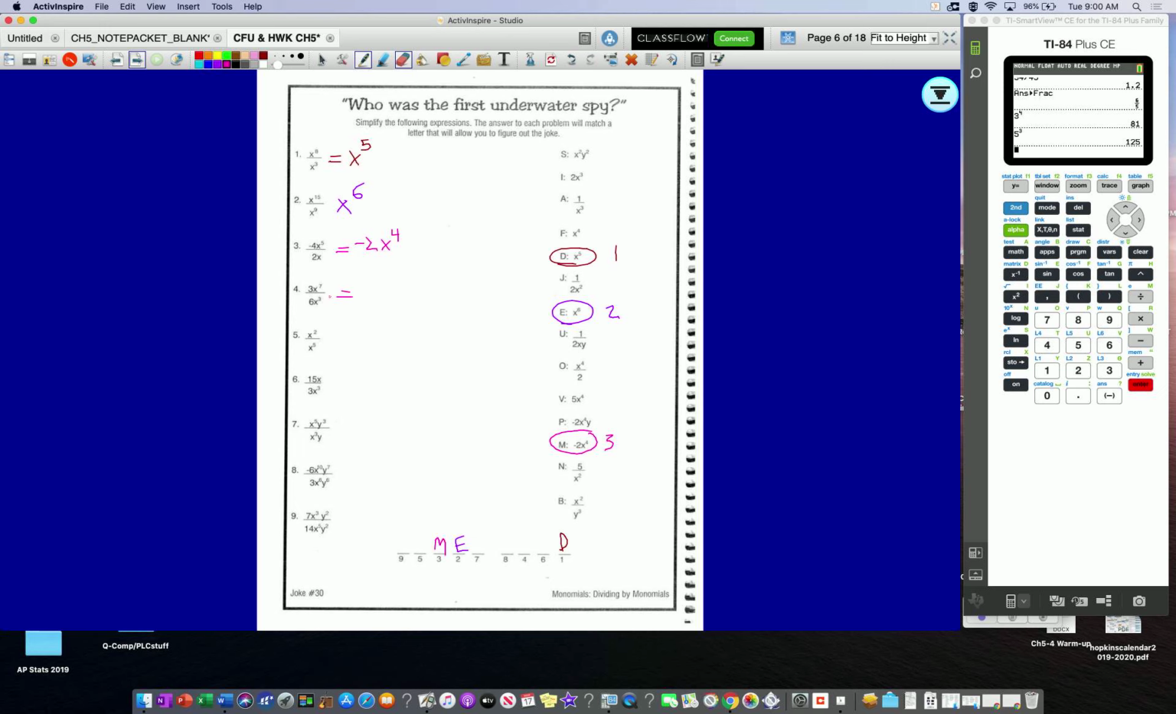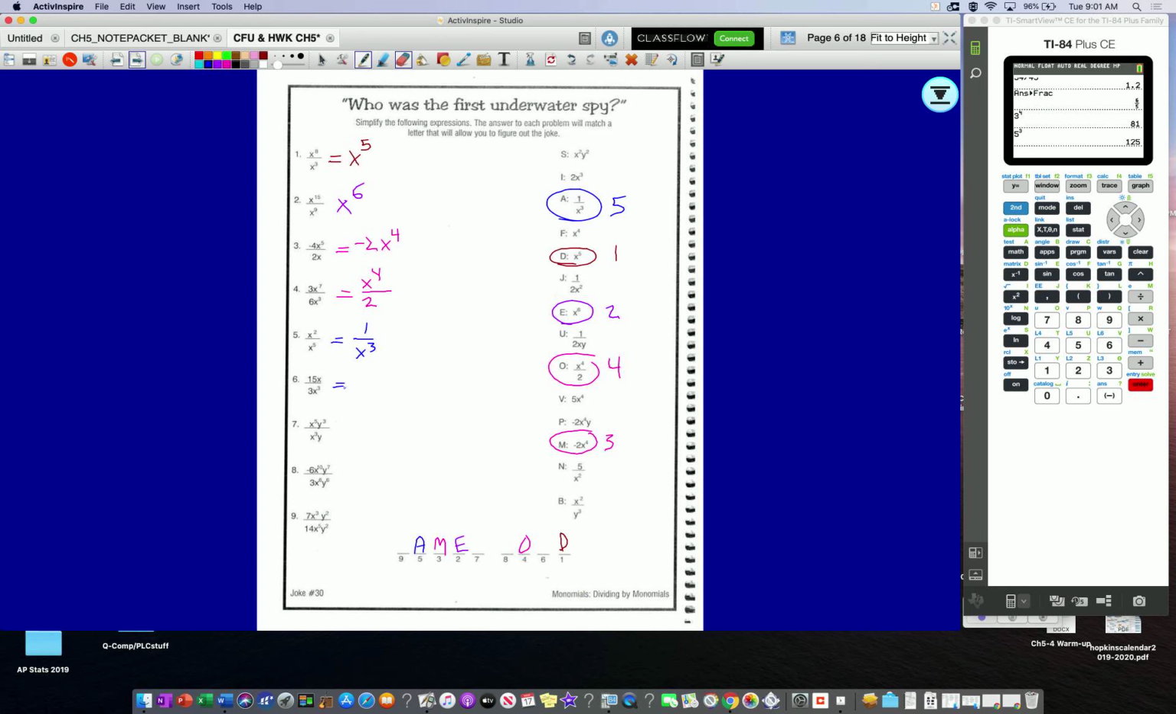All right, do the next one. 3 divided by 6. 3 goes into 6 2 times. 7 minus 3 is 4. So x to the 4th divided by 2. So there's number 4. So I'm putting an O for number 4. Number 5, x squared over x to the 5th. 5 minus 2 is 3, but there's more in the denominator, so it goes down in the denominator. So I'm looking for 1 over x to the 3rd power, so that was number 5. So I have A there.